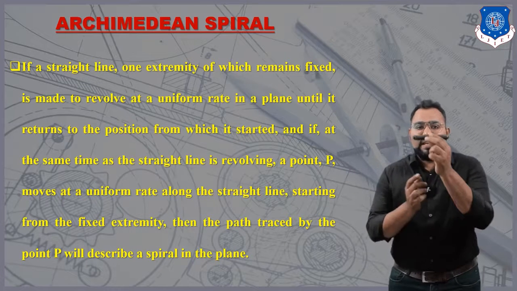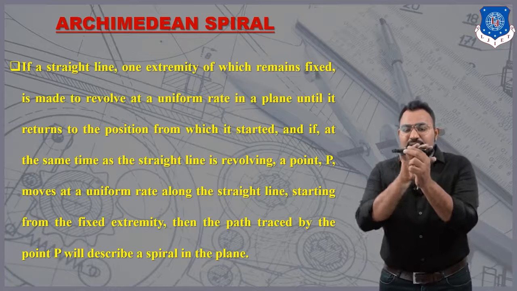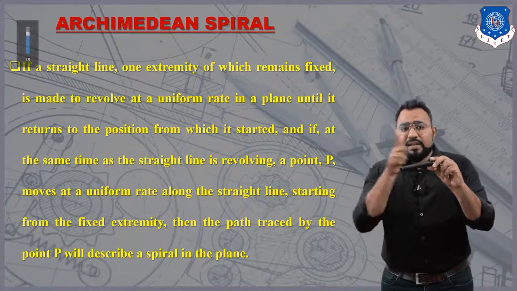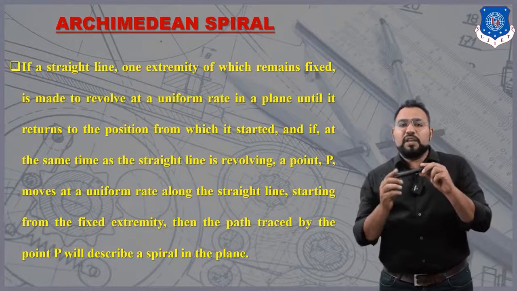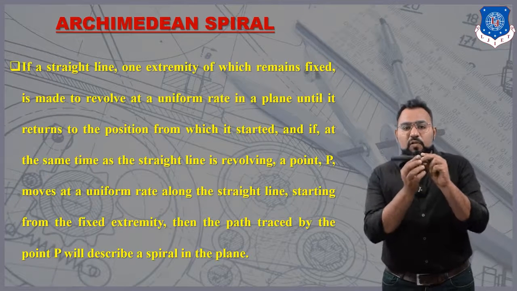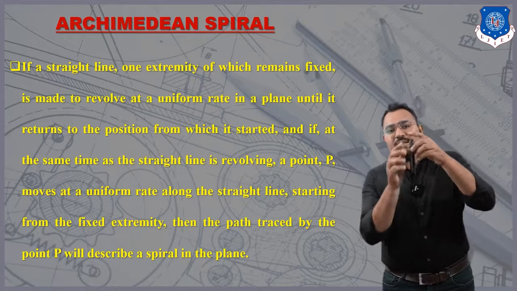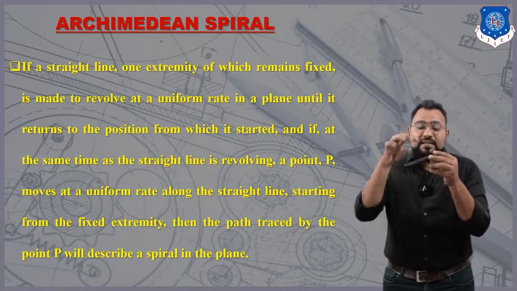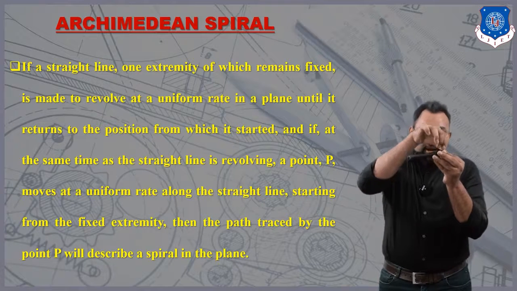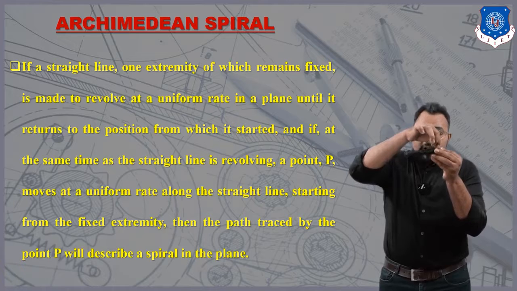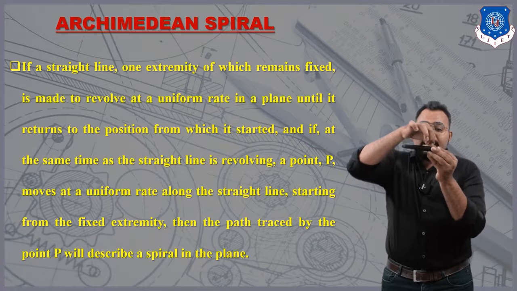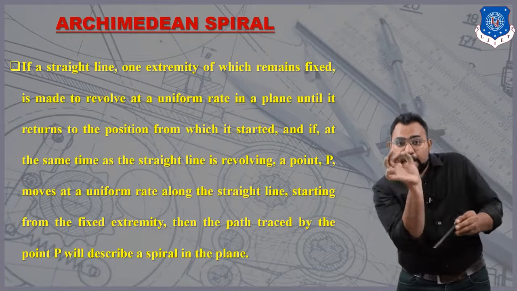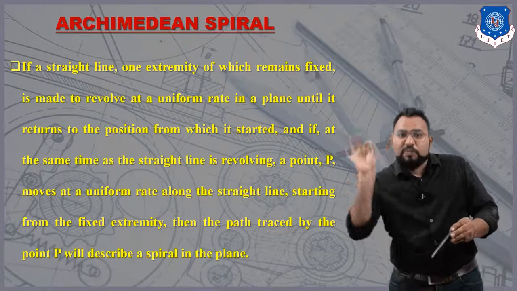So what he's trying to say, let us say this is a fixed line and this one end is fixed, and now this line is revolving until it reaches its original position, and at the same time as this line is revolving, there is also some point P at the fixed point. So what is happening over here? This point P is also going away from this fixed point like this, at a fixed rate. And as the line is revolving, the point P is also moving like this, and it is making one spiral over here.